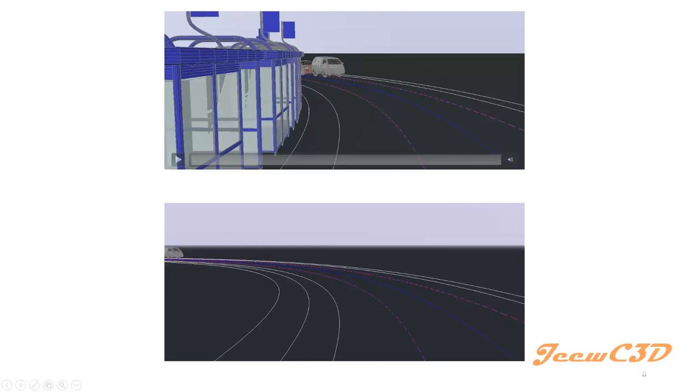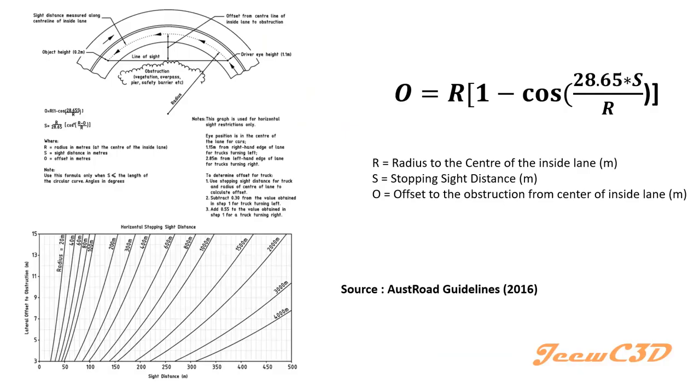So these objects have to be placed outside the lane edge or the outside edge of the road, but it could be at some distance where it will not be disturbing the side distance. In this equation, we will be looking at how to check the lateral offset for road curves.